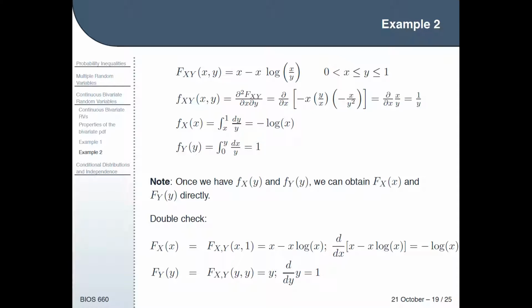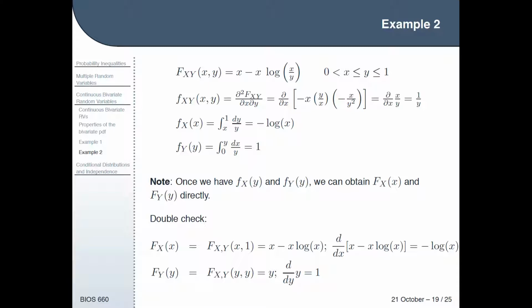Similarly, to calculate the marginal CDF of y, and this is something that really threw me for a loop, I kept trying to plug in 1 for x and was getting something that made no sense. Then it occurred to me that I should not be plugging in 1 for x, because x is bounded above by y, so rather than plugging in x equals 1, I should be plugging in x equals y, because that's the largest possible value for x here.